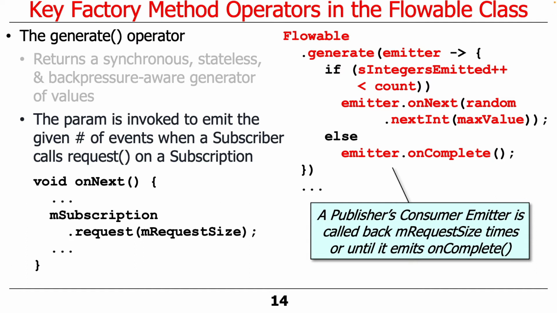And so if you say, I want 10 of these things, this consumer lambda will be called back that many times, or until onComplete is generated. So kind of cool.